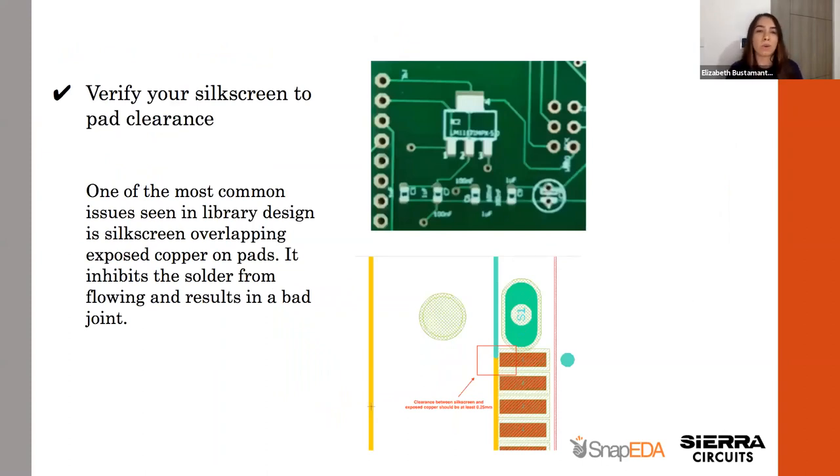Another tip that I wanted to share today was please make sure that you know what your silk screen to pad clearance is. I know that in most cases, the board manufacturers will just remove or move the silk screen information to prevent issues. However, what if they don't, or what if they forget to do it? You might want to double check, and you can also run your DRC again, and most of the EDA tools will automatically find where the silk screen is very close or overlapping copper pads.